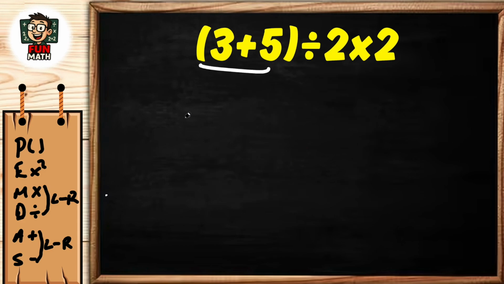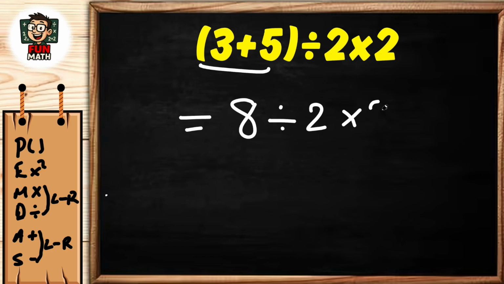First, we do the parentheses. 3 plus 5 equals 8. Now we have division and multiplication left. According to the rule, we work from left to right. Therefore, division is done. 8 divided by 2 equals 4. Last, we multiply. 4 times 2 equals 8.